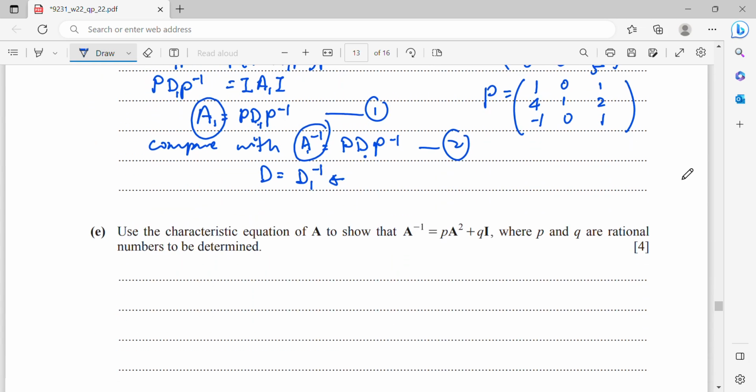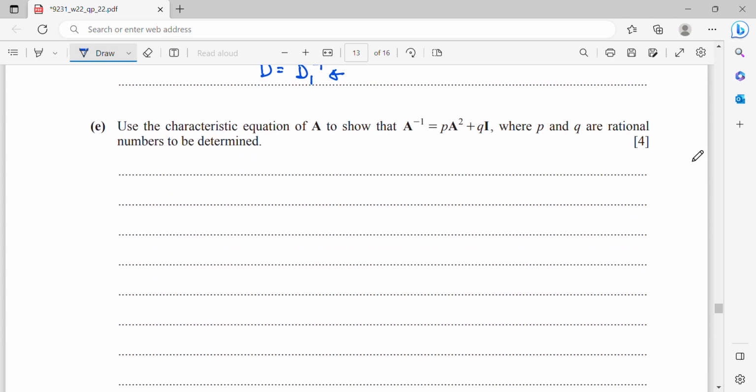Okay, so now let's move on to E. Use the characteristic equation of A to show that A inverse is PA squared plus QI, where P and Q are rational numbers to be determined. So the I is the identity matrix, right?